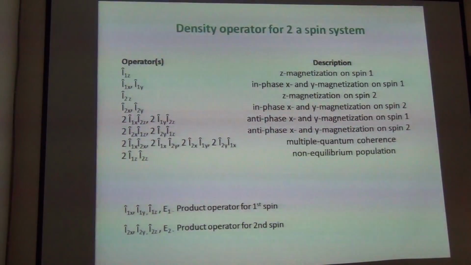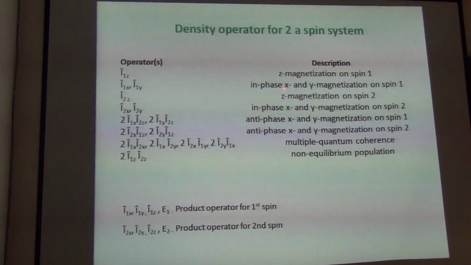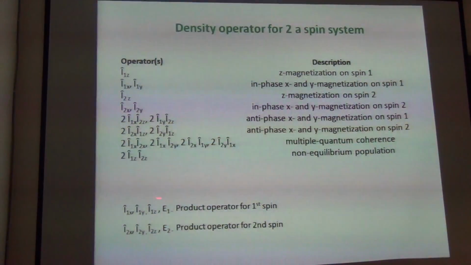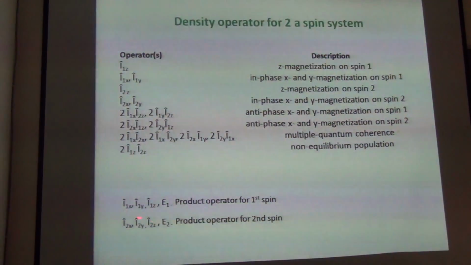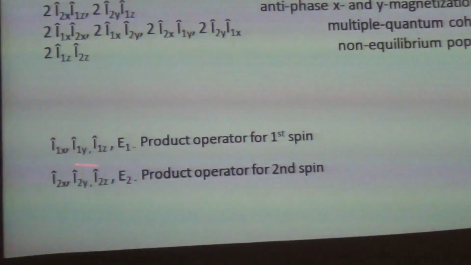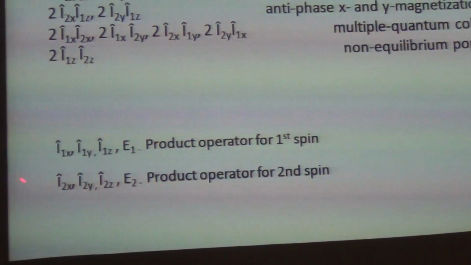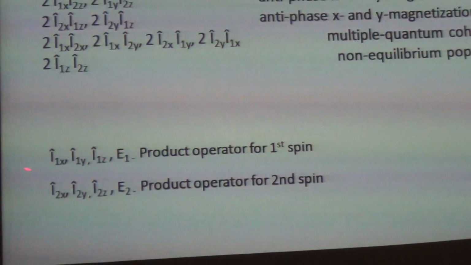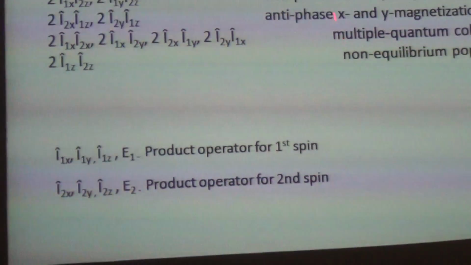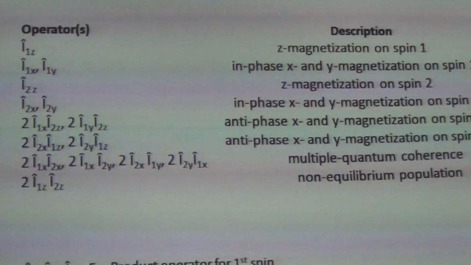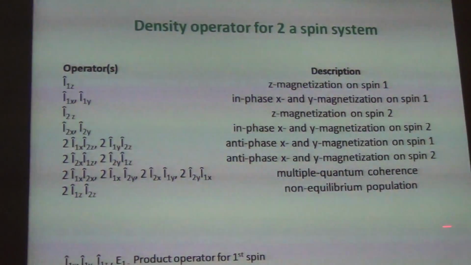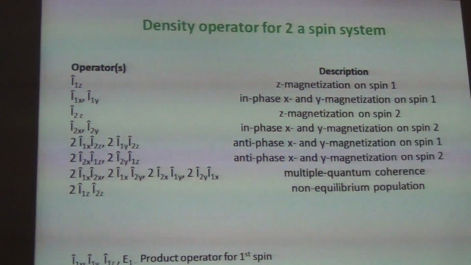This is the density operator for a two-spin system. These are the product operators for spin 1 and spin 2. When you multiply each of these operators with these quantities, like I1x with I2x, you get I1x I2x, I1x I2y, I1x I2z, and I1x E2. So you get 16 of them. E1 E2 just gives you a unity matrix, and that is neglected. So you get these 15 operators.